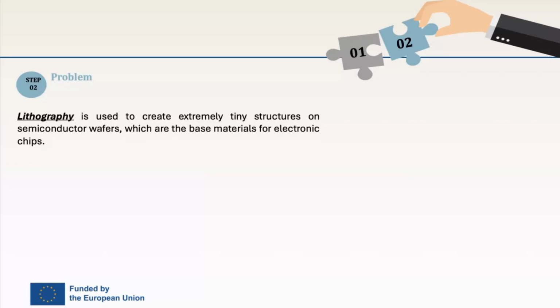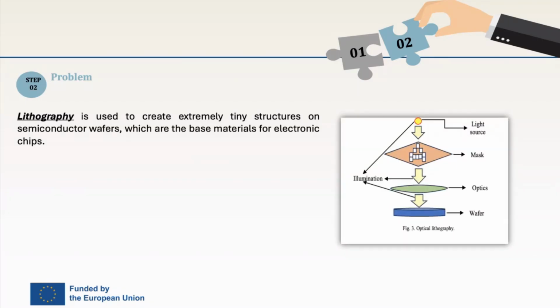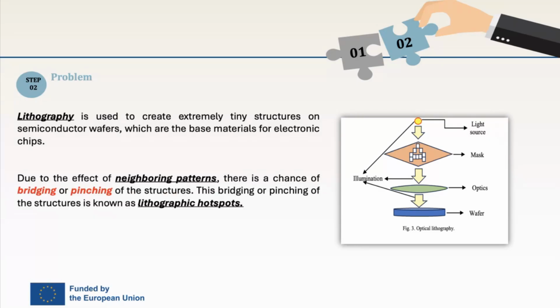Lithography is actually one of these methods that has been proposed to find defects at an early stage. In lithography, we try to create extremely tiny structures on the semiconductor wafer. We can say it's like printing a specific pattern on the surface to define where the components of the chip will go.